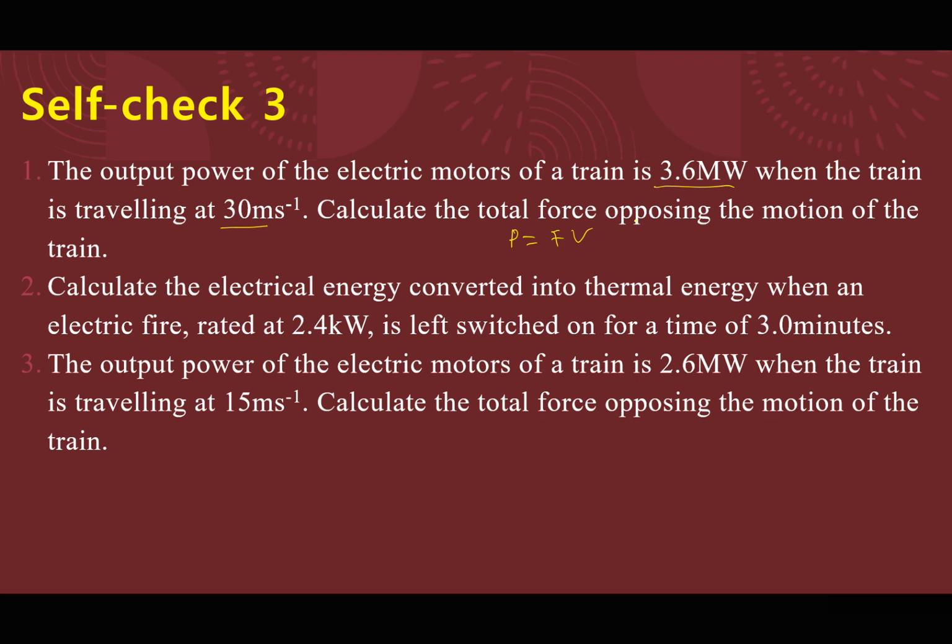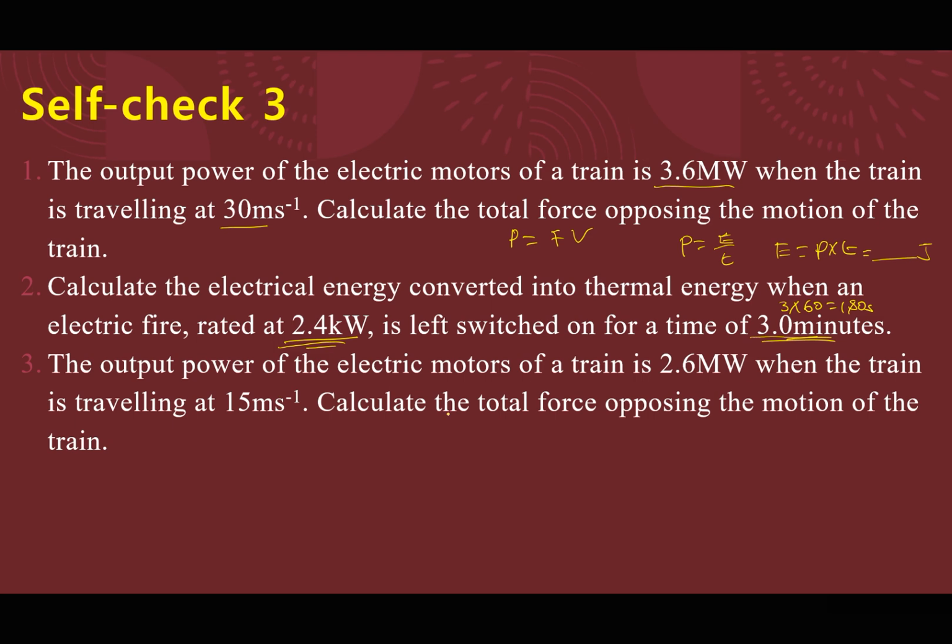Calculate the electrical energy converted into thermal energy when an electric fire rated at 2.4 kilowatts is left switched on for a time of 3 minutes. So this is 3 times 60 to change it to seconds, 180 seconds. So we want the electrical energy. So remember, power is the energy transferred per unit time. So it means energy is going to be power times time. So you have the power and you have the time in seconds. The answer here will be dash in joules.